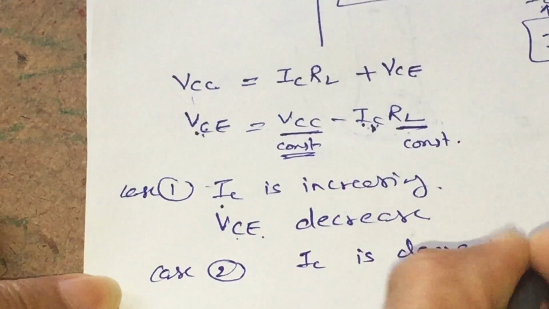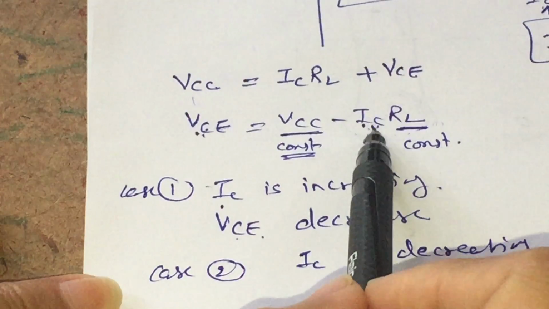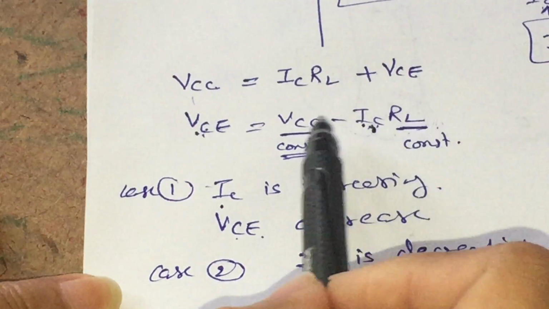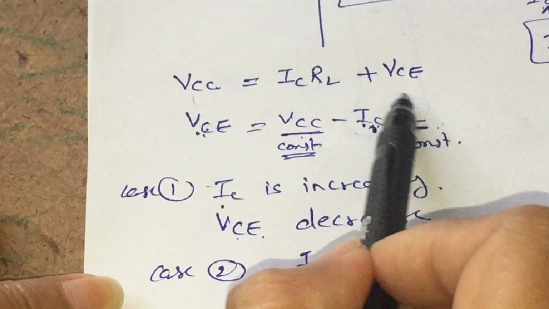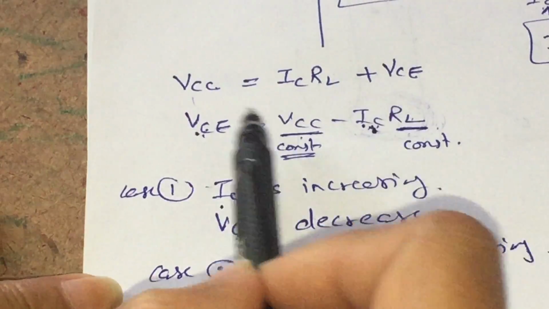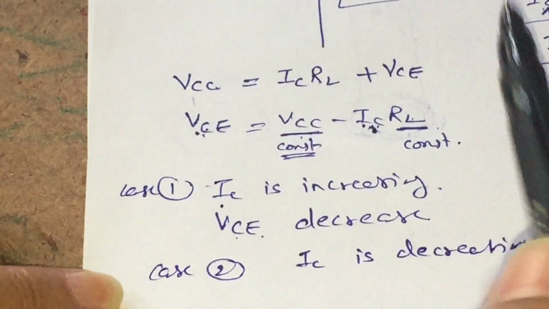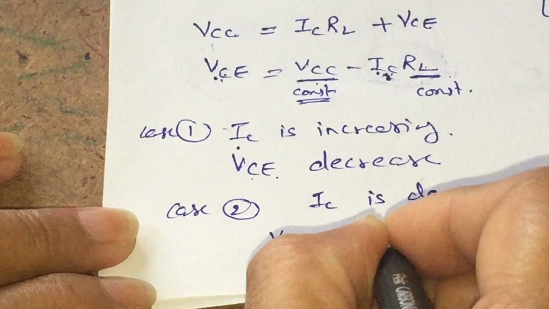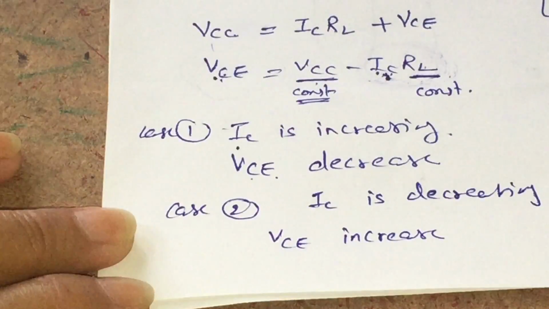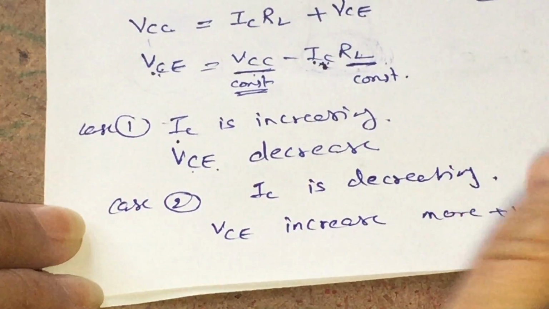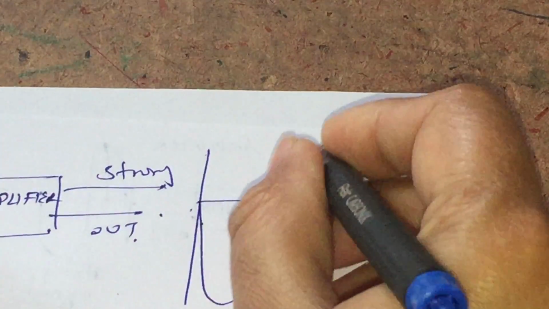And if we put this condition in this equation that IC is decreasing, where RL is constant and VCC is constant, it means this quantity is small. If this quantity is small, it means this quantity will become large. Now, VC will increase. If VC increases, it means it is more positive. More positive means we will have a strong output signal.